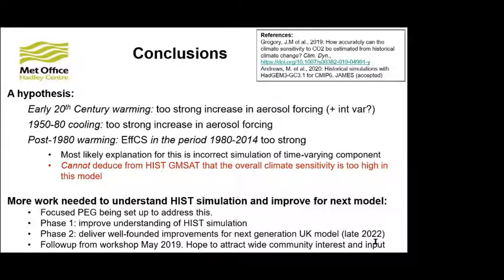No, it's calculated using the constant SST with time varying forcing atmosphere only runs.